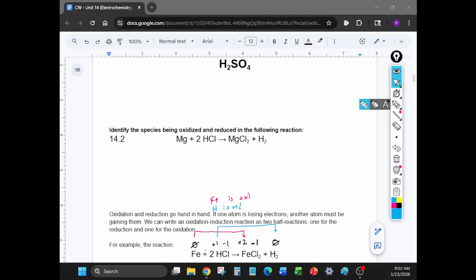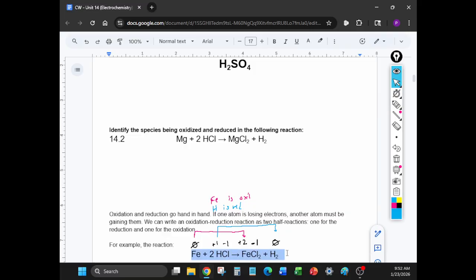All right, now we identified which one is oxidized and which one's reduced. Now I'm going to show you guys something called a half reaction. Okay, and a half reaction is where we take a chemical equation and we just write the reaction for just what happened in the oxidation and just what happened in the reduction. So if we take a look at this reaction right here, we can see that Fe is oxidized. So let's write the half reaction. So we're going to write the oxidation half reaction.